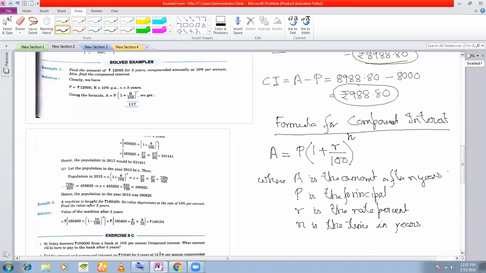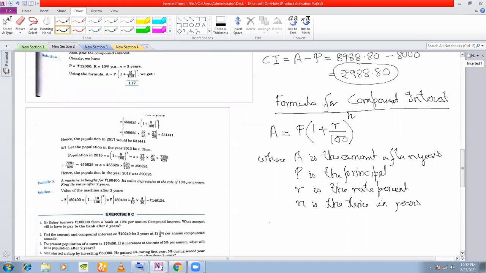Okay. Now, once you have calculated the amount, how do you calculate the compound interest? Compound interest is equal to the amount minus the principal. Okay. So we shall apply this formula to calculate the amount after n years, and we shall apply this formula to calculate the compound interest.